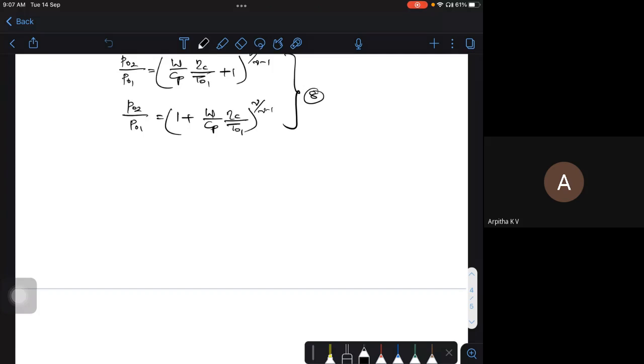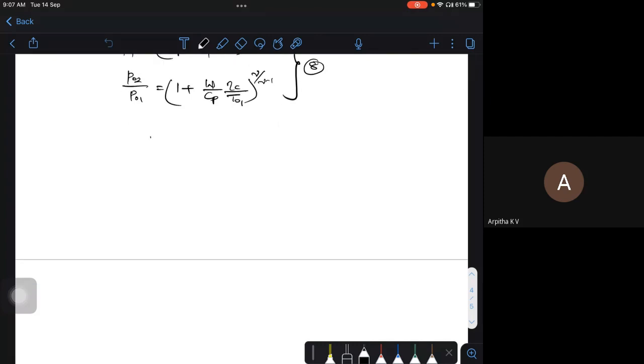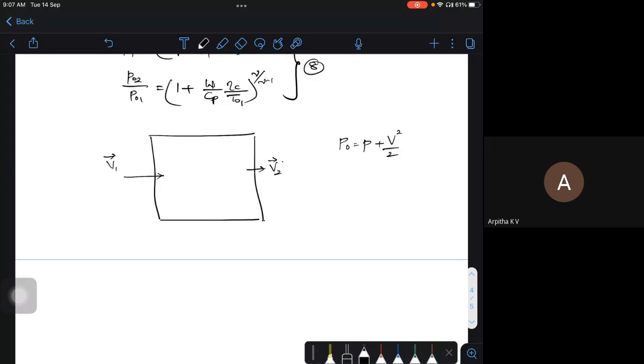So there are cases where, if I have a compressor, suppose this is one particular compressor, a fluid enters at some velocity V1 and exits at some velocity V2. If this is the case, there is a static pressure and a stagnation pressure. There is static pressure plus some amount of kinetic energy. That means I can write P naught is equal to static pressure plus V square by 2. So this is a rough estimation of how you are going to calculate your stagnation pressure.